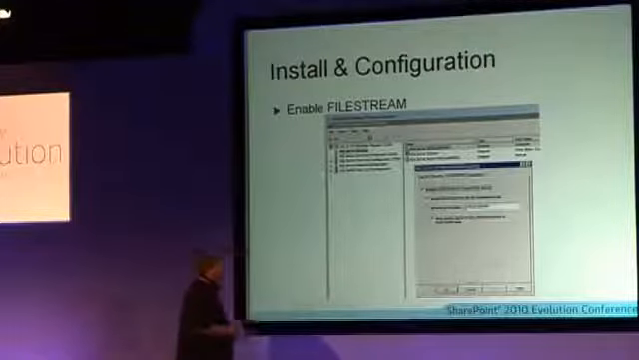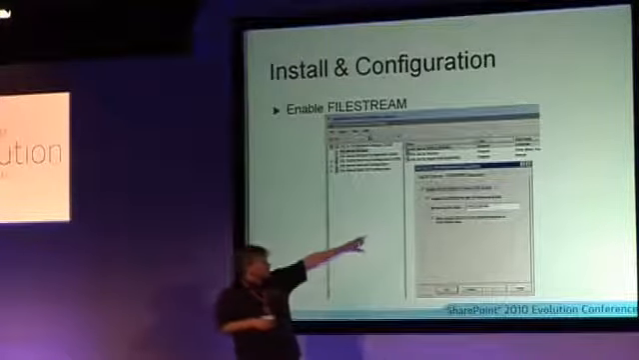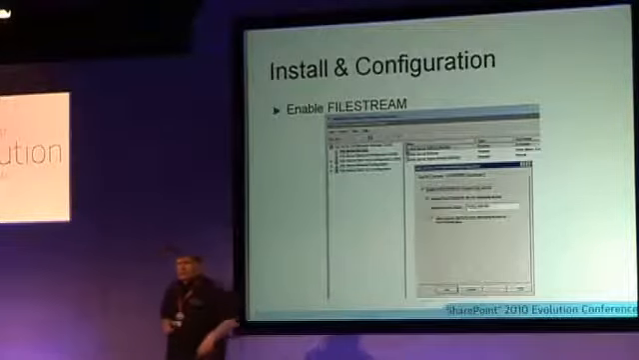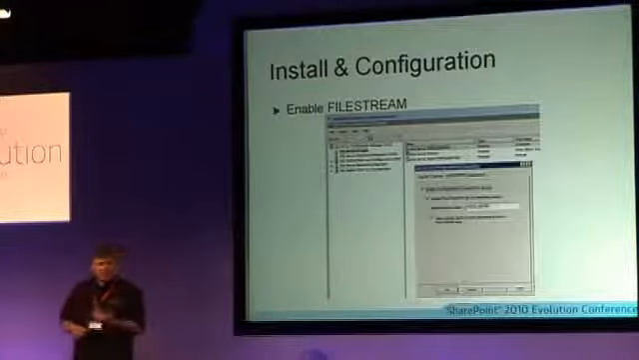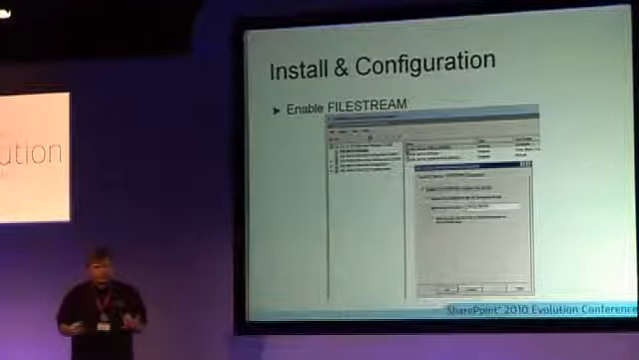So we turn FileStream on for Transact SQL access to make SQL Server work with it. Then we enable the file I/O streaming access, and we enable the remote clients to have streaming access. Then the file I/O streaming access allows Windows to talk to BLOBstore. If that isn't turned on, nothing's going to work. Okay?